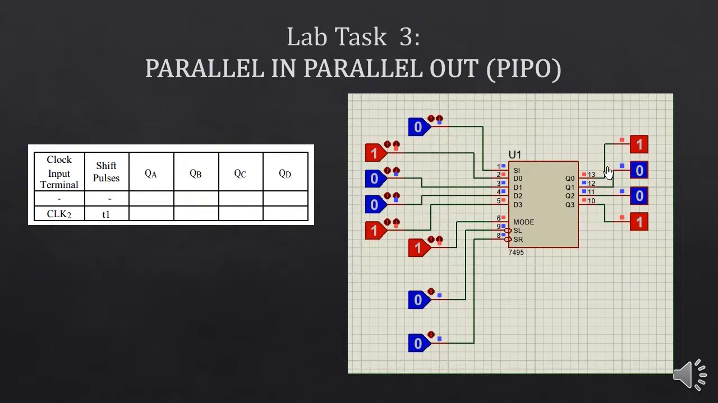If you want to implement the parallel in, serial out shift register, you have to set the mode pin to low, and then you have to apply the clock signal. So as this data is parallel in, when you press the toggle switch or the clock signal is applied, this data will be serially out. Here you can see 1 is out, 0 is out, 0 is out, and again 1 is out. This is how you implement the parallel in, serial out.